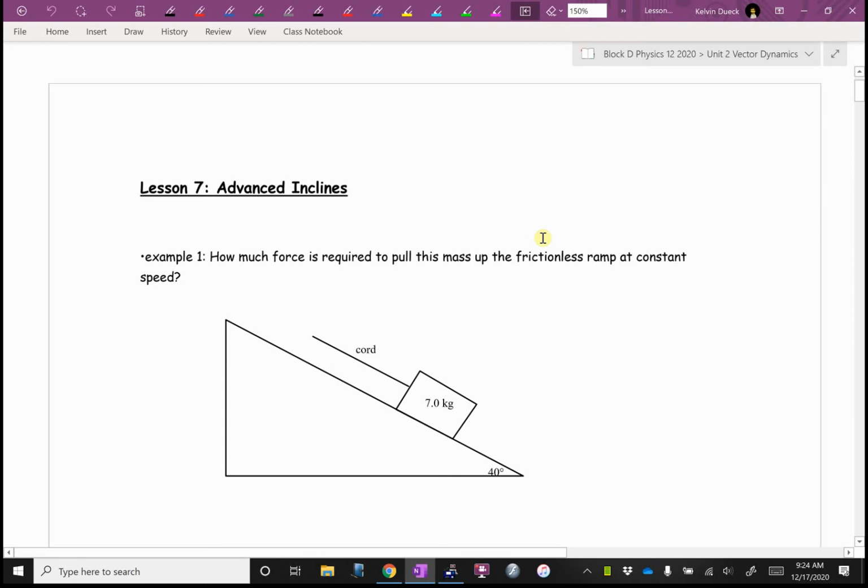Look at example 1. There are 2 words that are screaming out to me that are the key to this question. Can you see the 2 words? Constant speed. I would underline those.